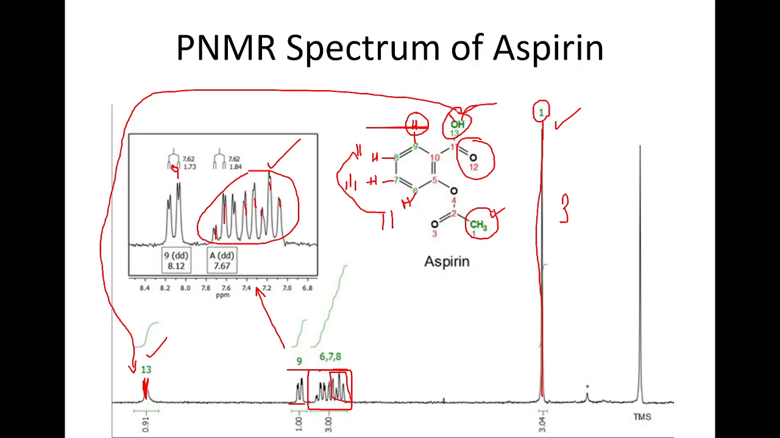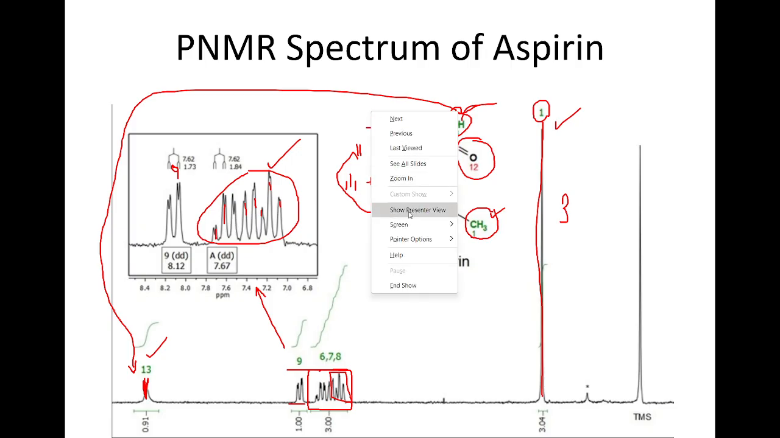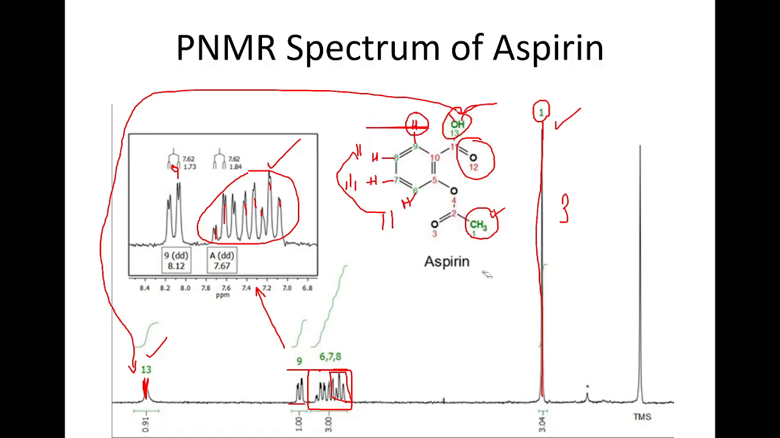9, look here, 9. Why do we get a doublet for 9? Because for 9, there's no neighbor here. There's just one neighbor here, 8. So 8 splits 9 into a doublet. And that's what happens. Simple as that. And that is the proton NMR spectrum of aspirin.